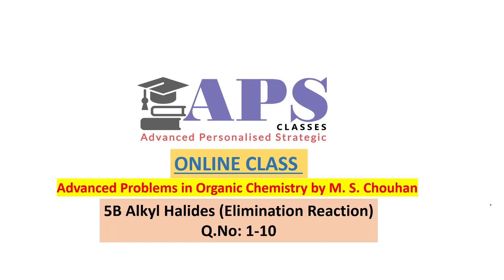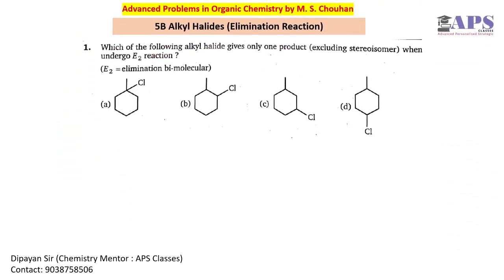Hello students, in this video we are going to discuss question number 1 to 10 of chapter 5B, alkyl halides elimination reaction, of Advanced Problems in Organic Chemistry by MS Chouhan book. So question number 1: which of the following alkyl halides gives only one product, excluding stereoisomers, when it undergoes E2 reaction?